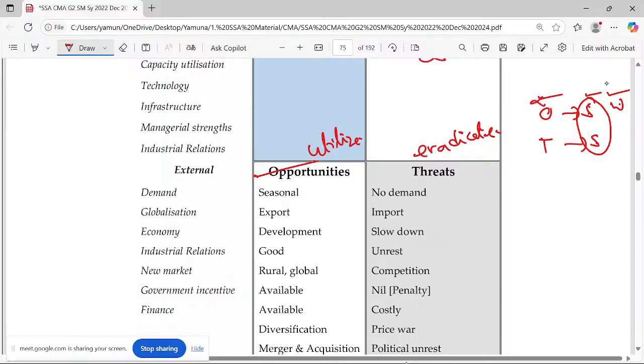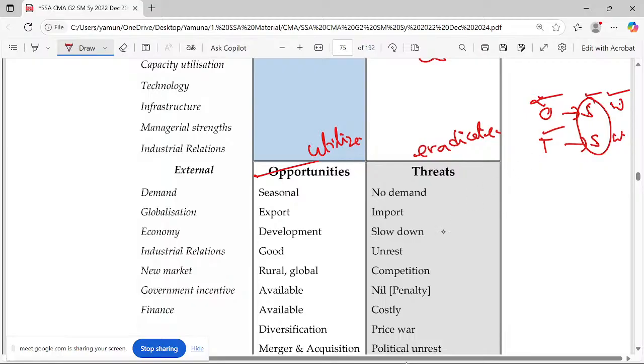So what you can do here is learn, and next time if you get the same opportunity, you can grab it. Likewise, if a threat is there and it's your weakness, please don't touch it at all. It's not at all safe. So you have to minimize the threats and you have to minimize the weakness.